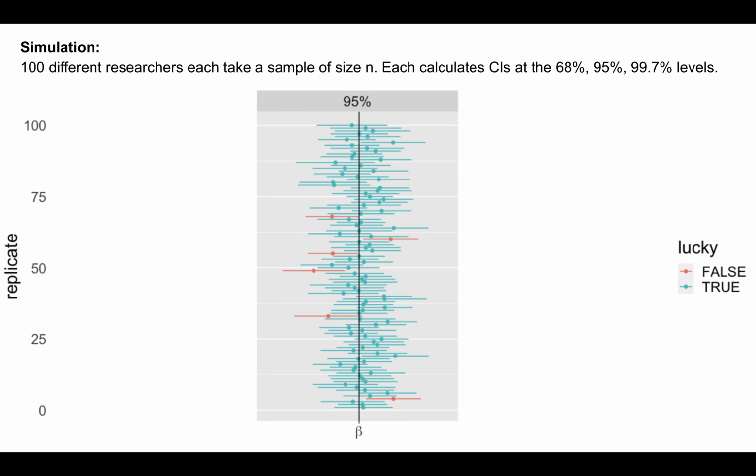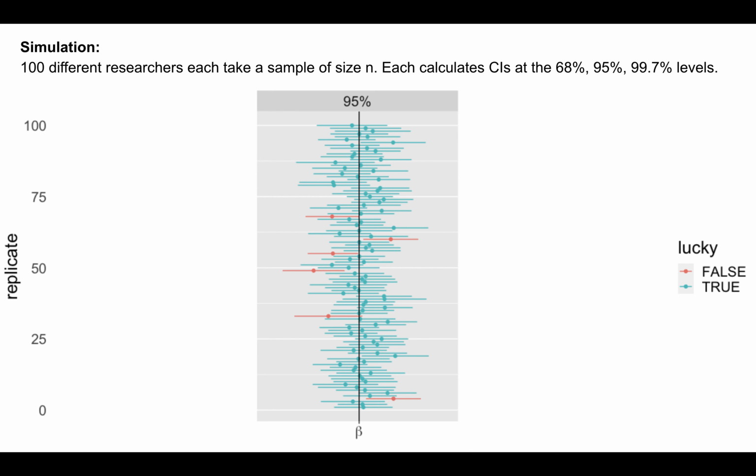Accordingly, the 95% confidence intervals, which are centered at these beta hat estimates, also vary. Yet, among the 100 researchers, notice that roughly, though not exactly, 95% end up with a 95% confidence interval which covers beta. The unlucky confidence intervals, based on estimates that were just too far away from beta, are marked in red.